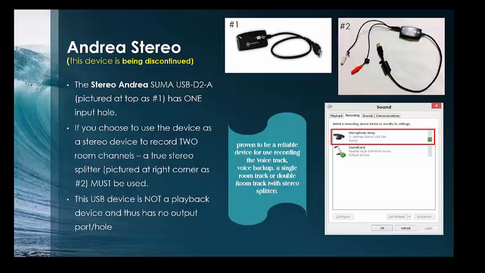It was just a step below its predecessor, which was the Mono Andrea, which has been discontinued for several years now. These 2 devices were the first. No, they weren't. I think we used the VXI first, then we went to these. But so reliable, so good. The Andrea stereo can be used as a mono device or a stereo device with a splitter, as is pictured in image number 2. And you cannot play back from this device. It does not have a port for playback.